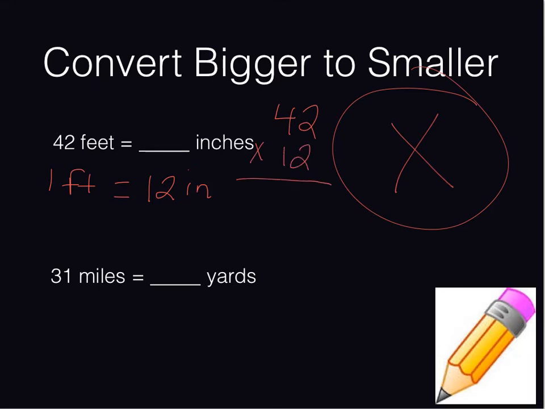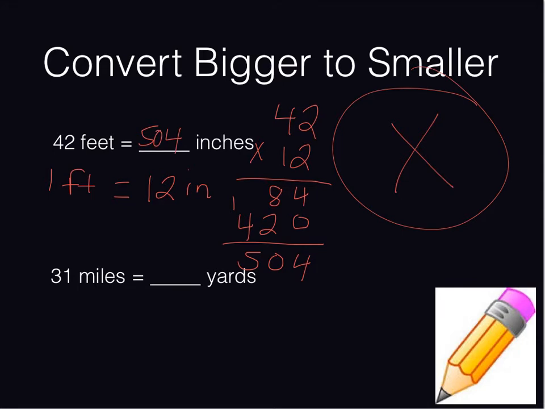Now we use our standard algorithm to solve this problem. 2 times 2 is 4. 2 times 4 is 8. Drop that magic 0. 1 times 2 is 2, and 1 times 4 is 4. Add these all together, and I get 504. So 42 feet is 504 inches.